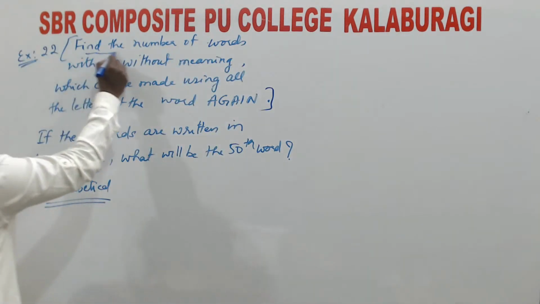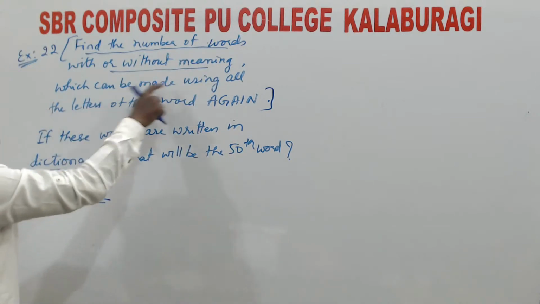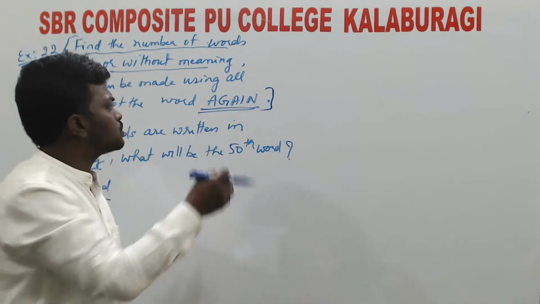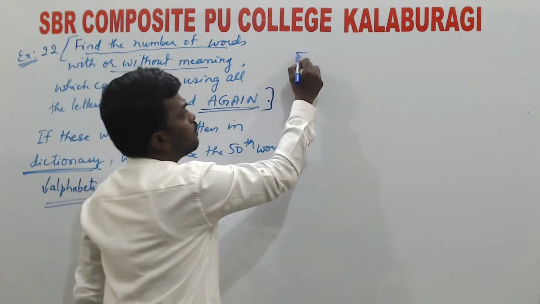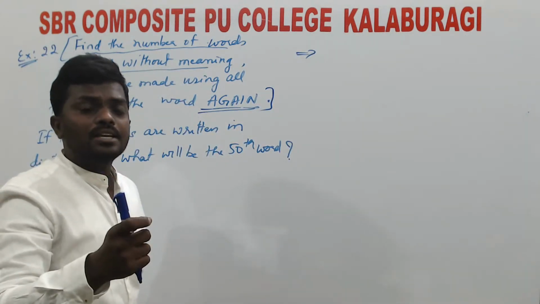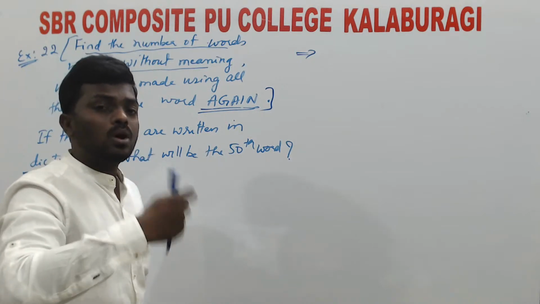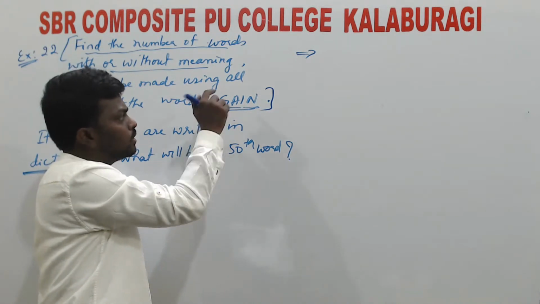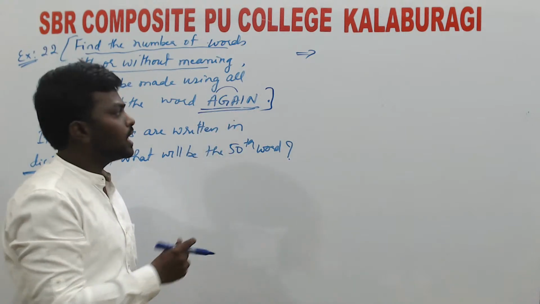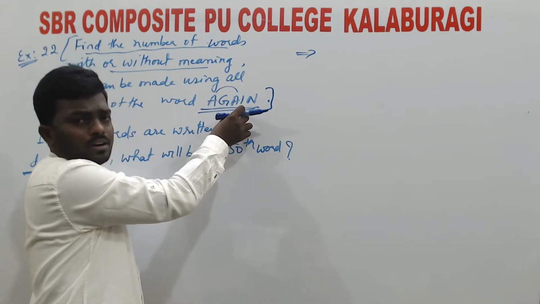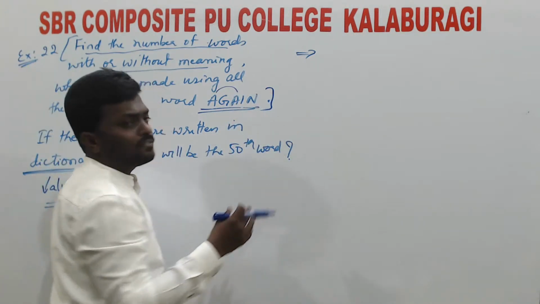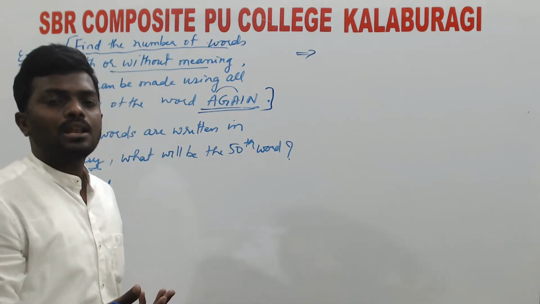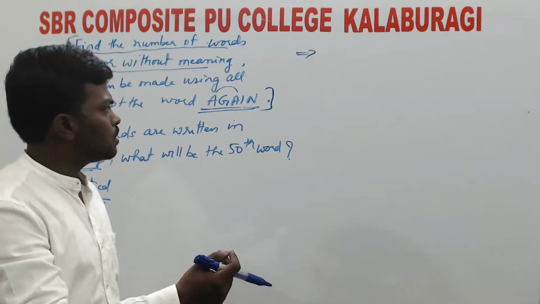Now we need to check how many words, with or without meaning, can be made using the letters of the word AGAIN. In the word AGAIN, how many letters are there, students? 1, 2, 3, 4, 5. So there are 5 letters. Be careful when words are given: are the letters distinct or not? Here A appears more than once, so it's a non-distinct example. How will you do that? If P1 objects are of one kind, P2 objects are of another kind, how will you arrange the n objects? n factorial by P1 factorial, P2 factorial, and so on up to Pk factorial.